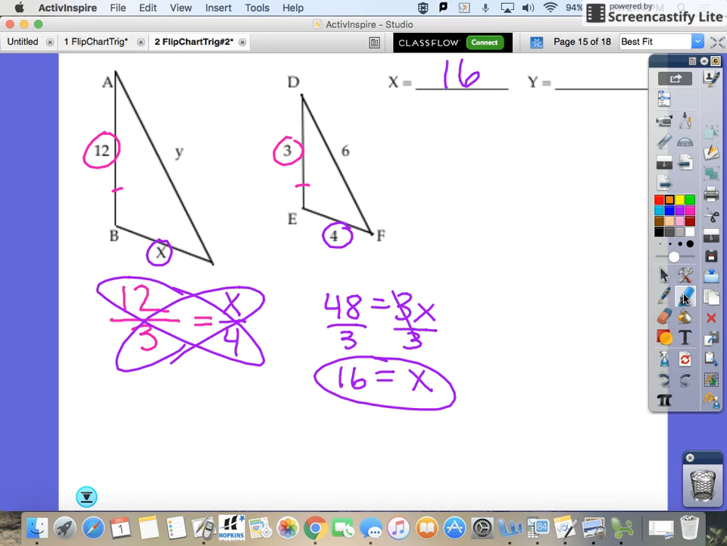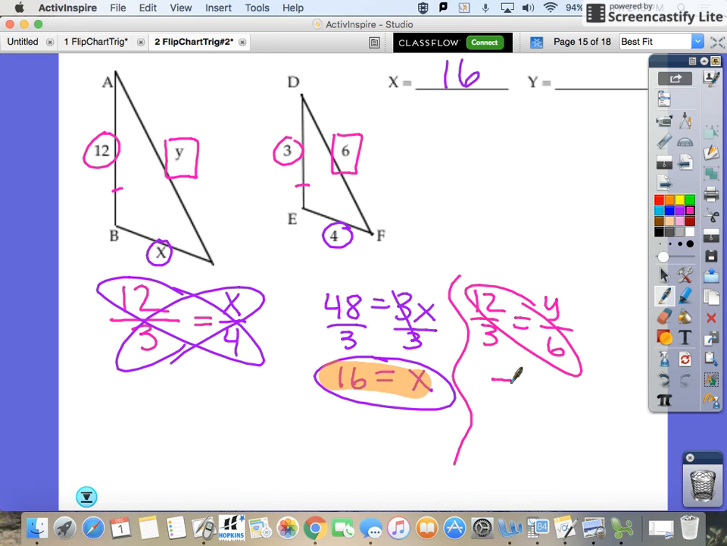Now what you might notice, you guys, is that this is 4 times bigger than the original, or the smaller one. That's 4 times the size. 4 times 4 is 16. 3 times 4 is 12. So that means 6 times 4 is going to be this one, which is 24. But if you don't recognize that, it's fine. We're going to take these two corresponding sides. So 12 over 3 equals y over 6. 72 equals 3y. Divide by 3, divide by 3. We get 24.